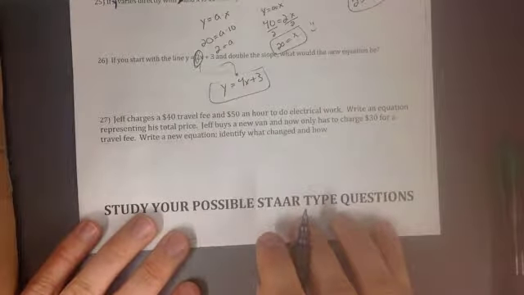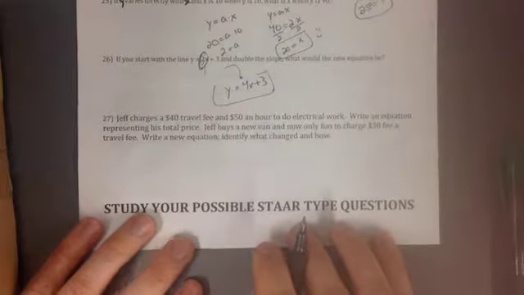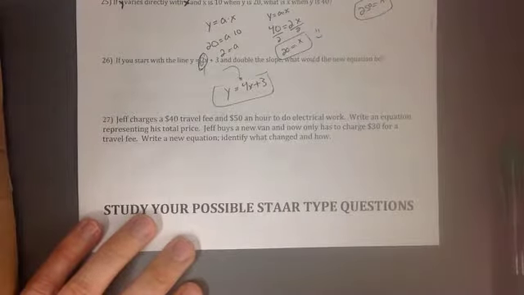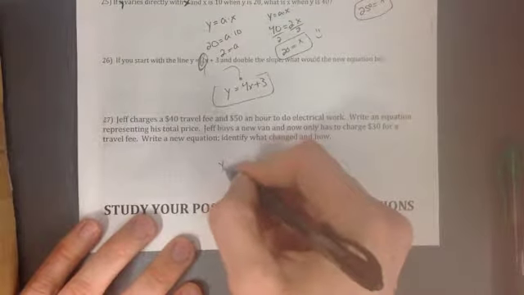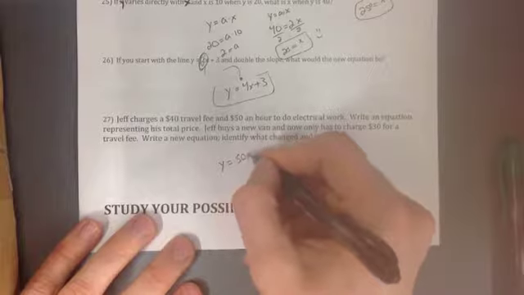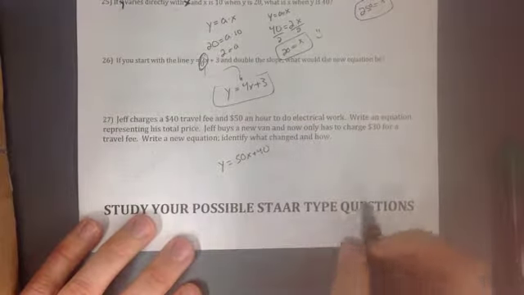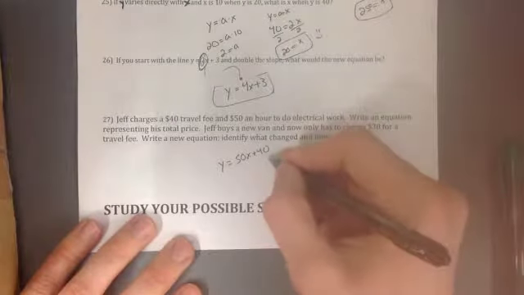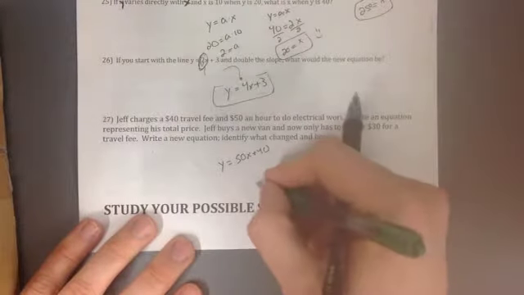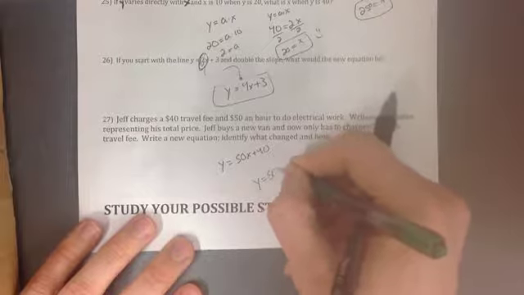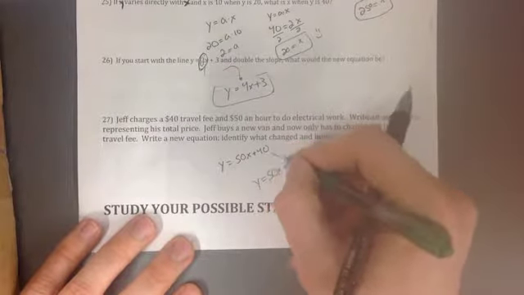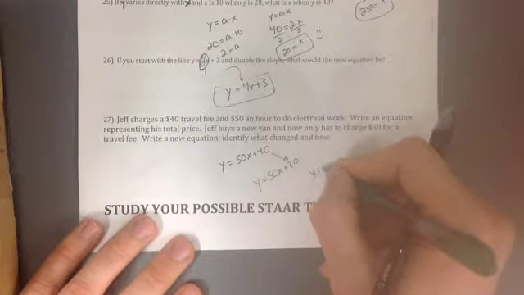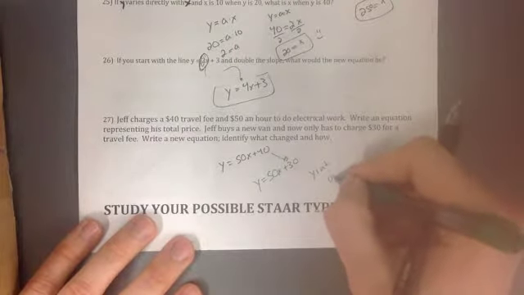Jeff charges a $40 travel fee and $50 an hour to do electrical work. Write an equation representing his total price. All right, so we've got y is equal to $50 an hour plus $40 to show up. He buys a new van and now only has to charge $30 for travel fee. So my new equation will be y is equal to 50x plus 30 for that travel fee. What changed was the y-intercept, and it's going to decrease in that equation.